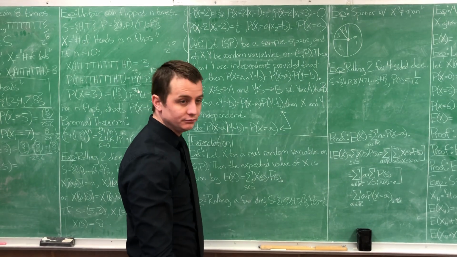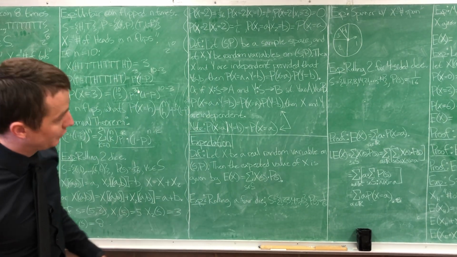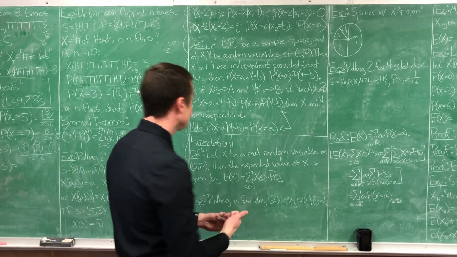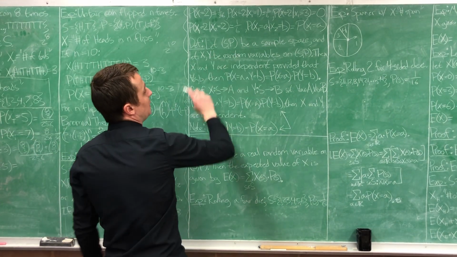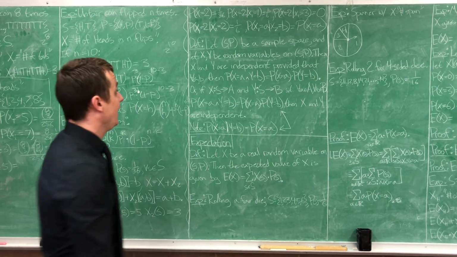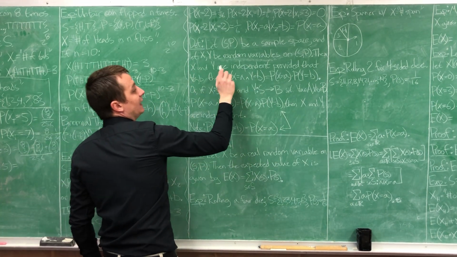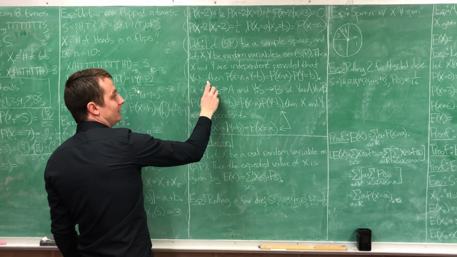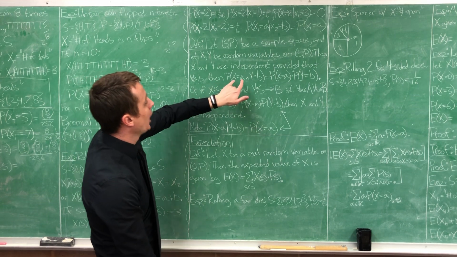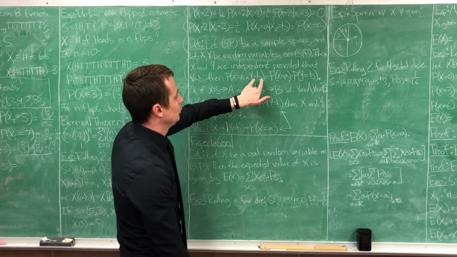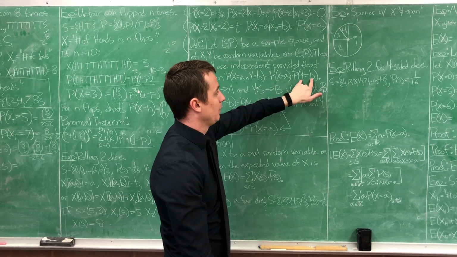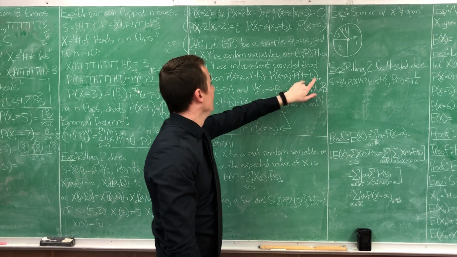Right? So that's giving you a notion of dependent versus independent. Now we'll create a definition. Definition: let S be a sample space and let X and Y be random variables on the sample space. Then we say X and Y are independent, provided that for all a's and b's, the probability that X is equal to a and Y is equal to b is the same as the probability that X is equal to a times the probability that Y is equal to b.